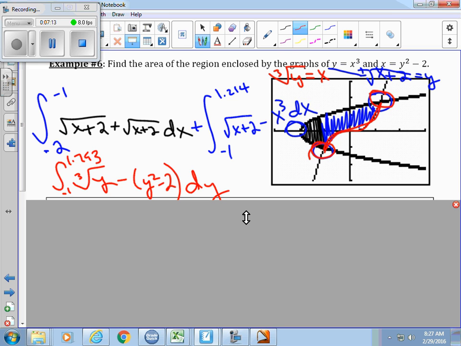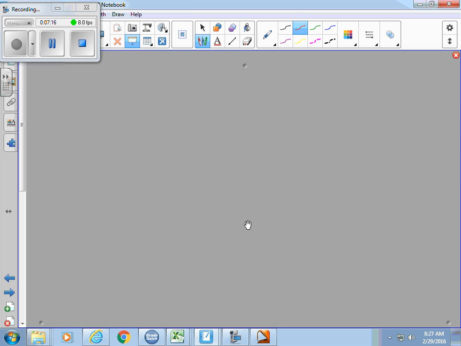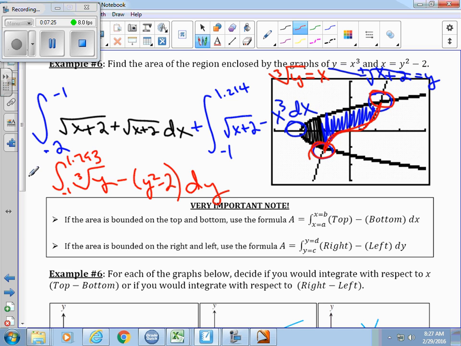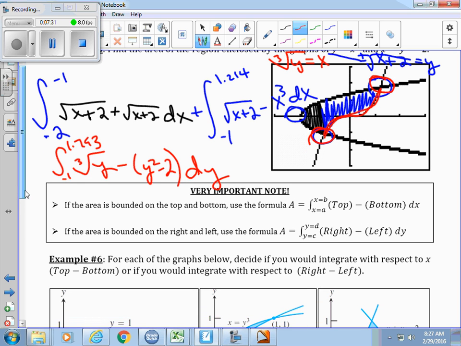You know, in your calculator where you can do dy. So when you turn your head, you go from the right to left. Right minus left. And the reason you do right minus left is because the right is the positive part of the function, and the left is the negative part. So, very important note.